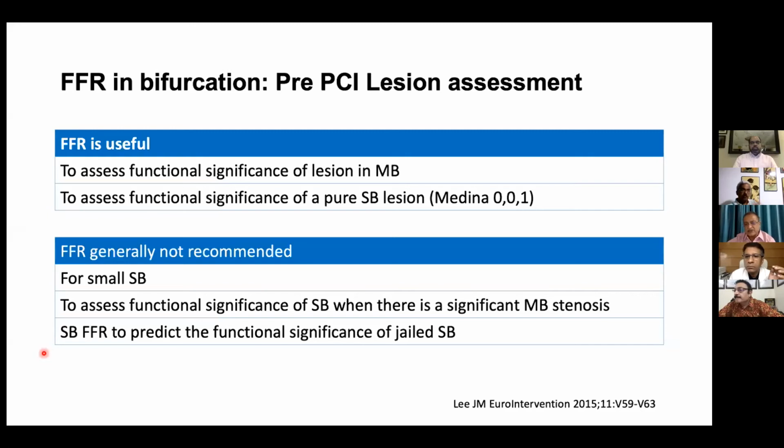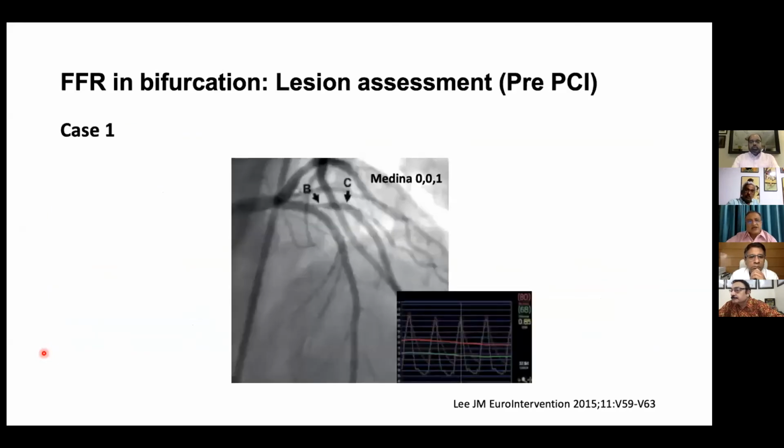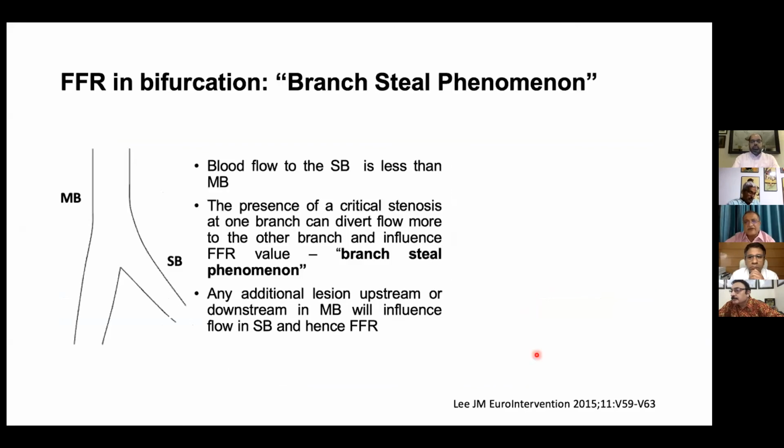If you have a jailed side branch and isolated stenosis of the side branch ostia, again, FFR is not useful. So this is one case you can look at here. The side branch looks angiographically very stenosed. However, the FFR is only 0.85, so it can be deferred.